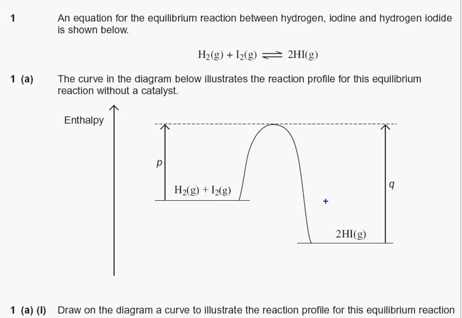Let me start off with a little bit of blue. This is an equation for the equilibrium reaction between hydrogen, iodine and hydrogen iodide, shown below. The curve in the diagram below illustrates the reaction profile for this equilibrium reaction without a catalyst. Right, so let me switch my pen off. Now we've got this little enthalpy diagram.